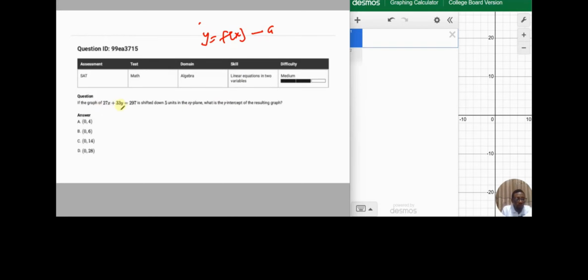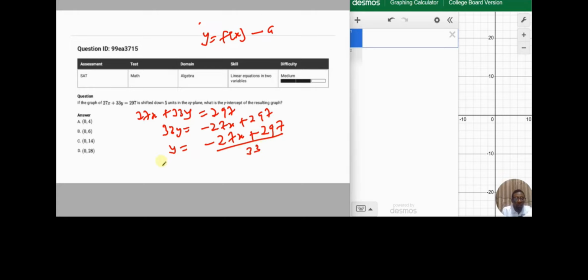So here, let's get our f of x. Let's make y the subject of the formula from here. If we have 27x plus 3y equals 297, then 3y equals minus 27x plus 297. So our y is actually minus 27x plus 297 divided by 3. So I can call this my f of x. This is my f of x.